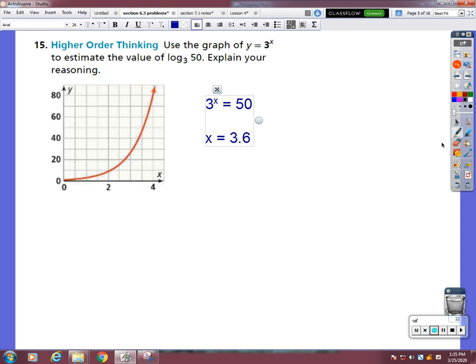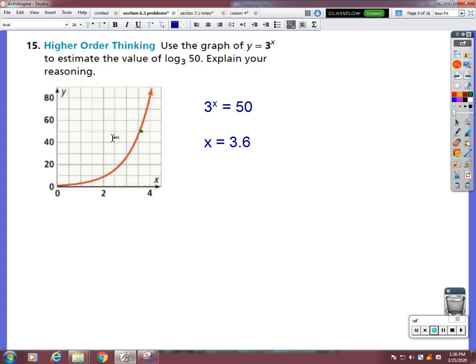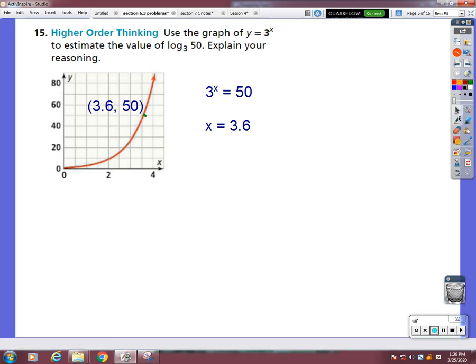And the reason for that is that if I go to this point right here, that's telling me that if I plug in 3.6, 3 to the 3.6, then I get 50 as an answer. So I can see that from the graph. So this point right here is, I'm guessing, 3.6 comma 50, which again means that 3 to the 3.6 equals 50, so in that case x equals 3.6.